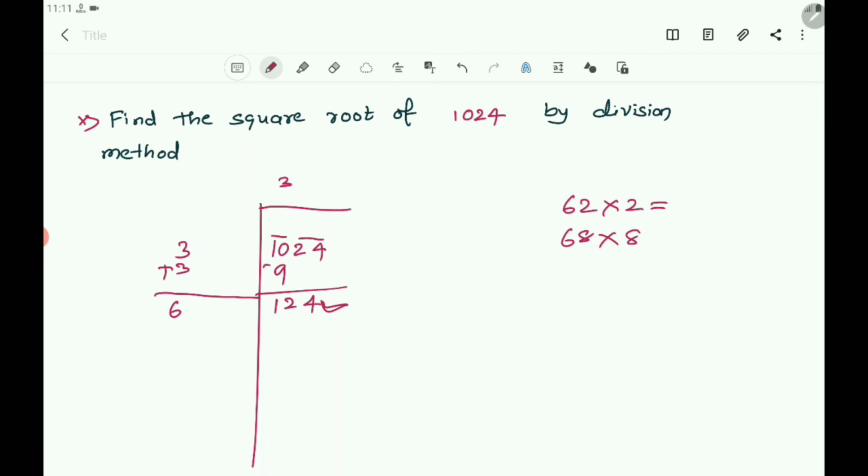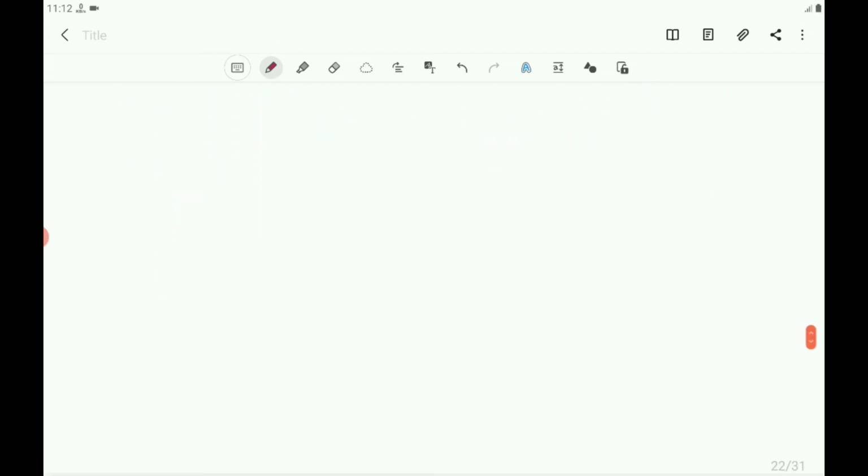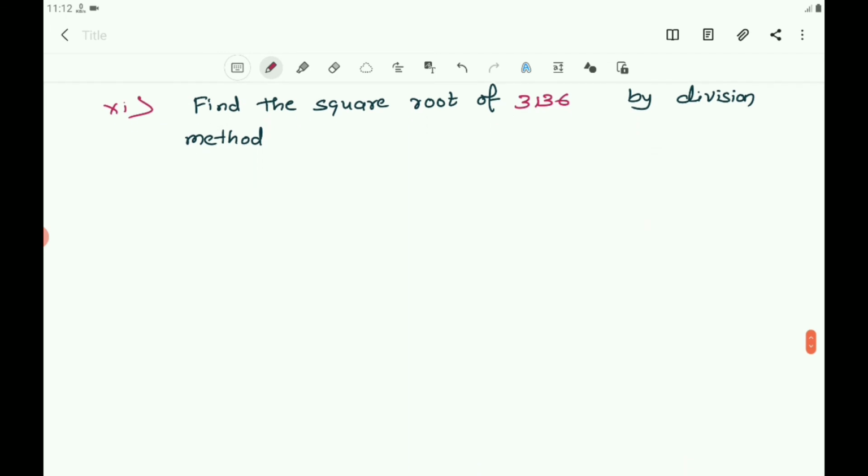So 62 into 2: you know that 2 2s are 4, 6 2s are 12. Here you get 124. So what is the difference here? 124 minus 124, you get 0. Therefore the square root of 1024 equals 32. What is the square root of 1024? That is 32.